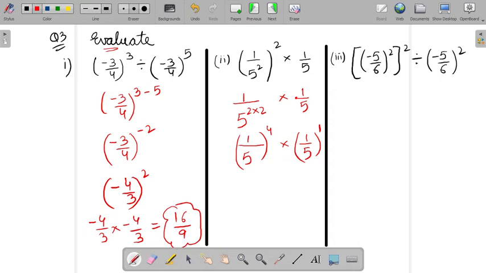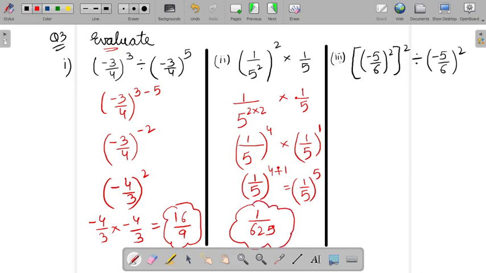Now observe, the bases are same and it is in the multiplication form. So what will we do? We will add the power. So it will become 1 by 5 and the power will become 5. To evaluate it further, what should be the next step? You have to open this bracket 5 times to get its answer. So 1 by 5, 5 times, you will get 1 by 625 as the answer.